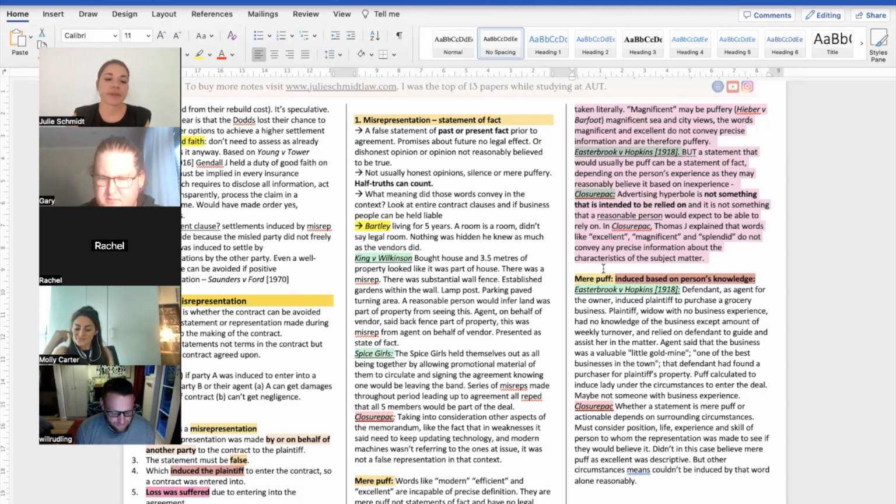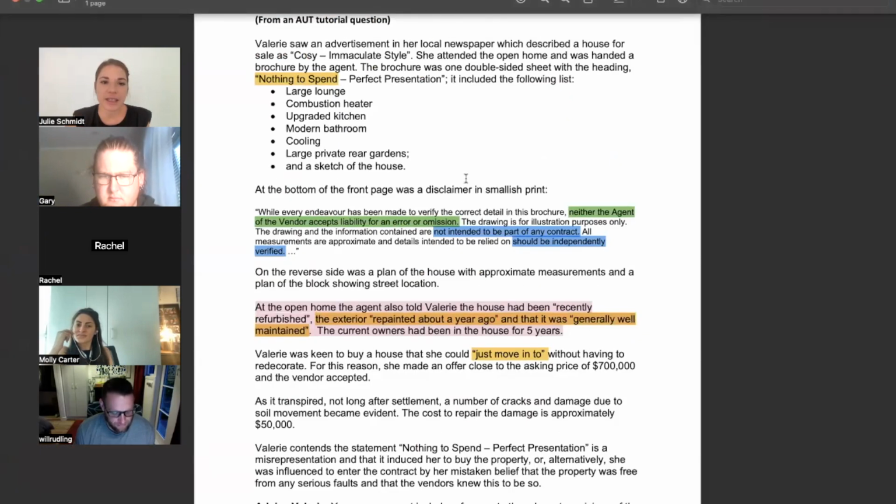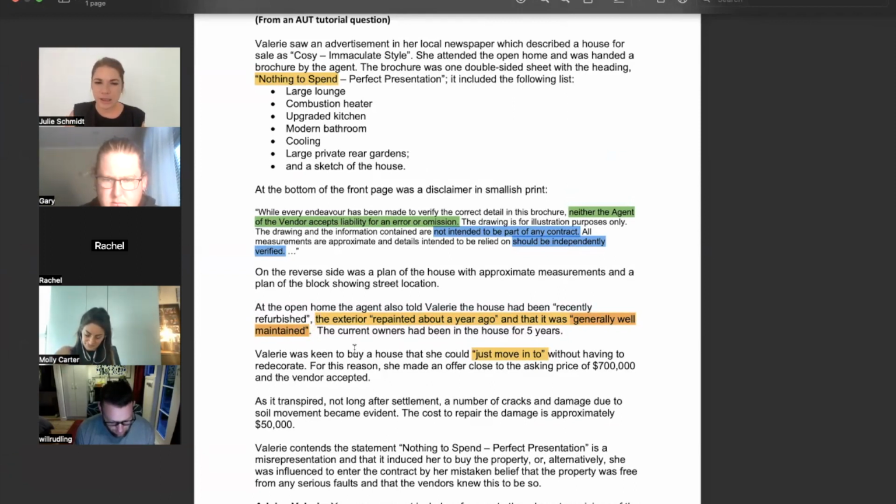So I think you're saying, is the term generally well maintained mere puff? Is it an opinion or is it a statement of fact? I would tend to say that that is a statement of fact, not mere puff. It's not like it is absolutely amazingly maintained. I think well maintained is somewhat precise. It's not exact, but it means there probably won't be many issues with it. It's generally pretty good.